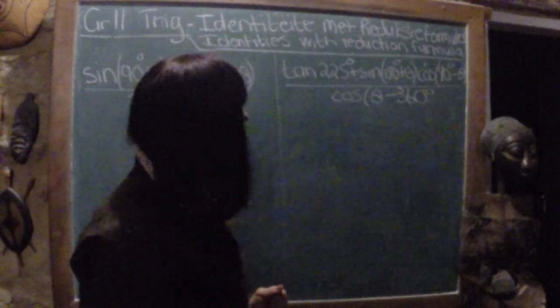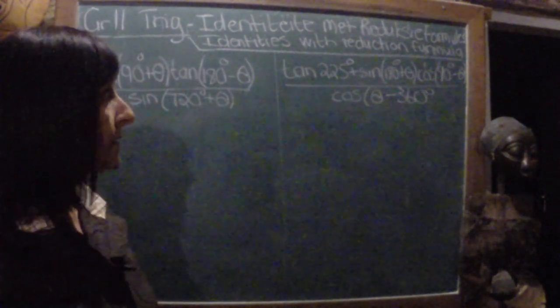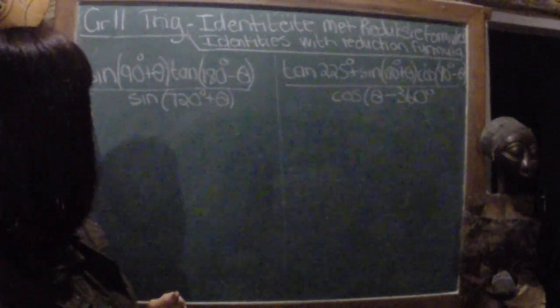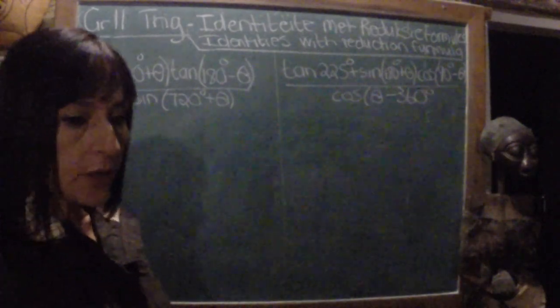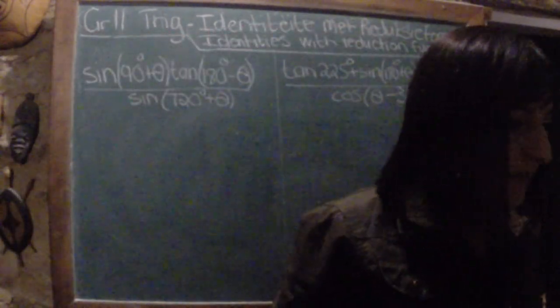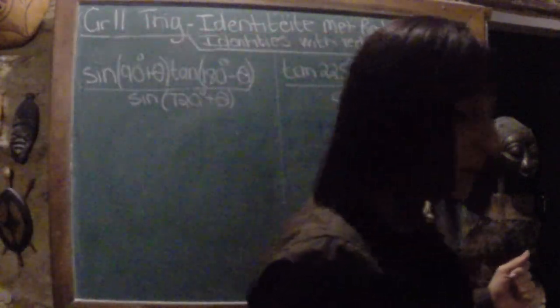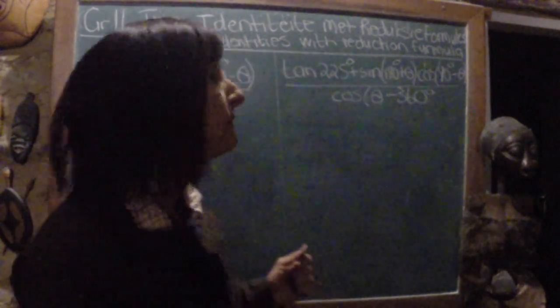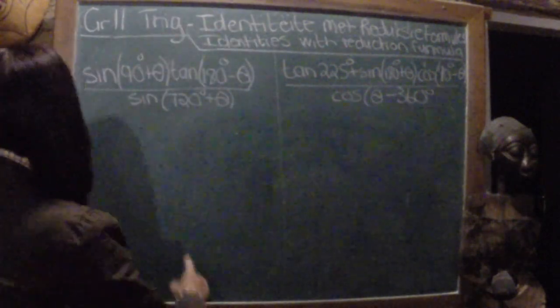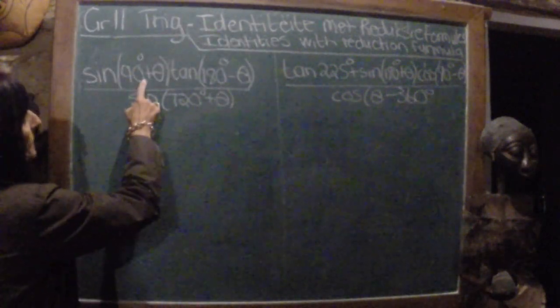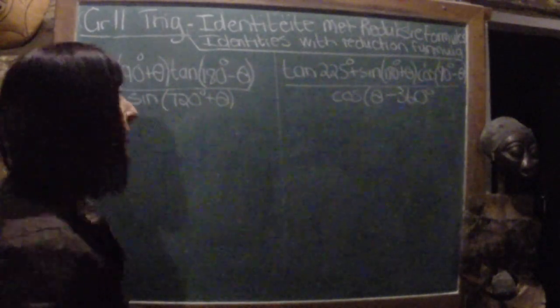So let's quickly look at these identities. We're going to do these identities with reduction formulas. So let's do these two examples. The question is only to simplify. So let's start there. The sine of 90 plus theta is a co-function, and that you must know.